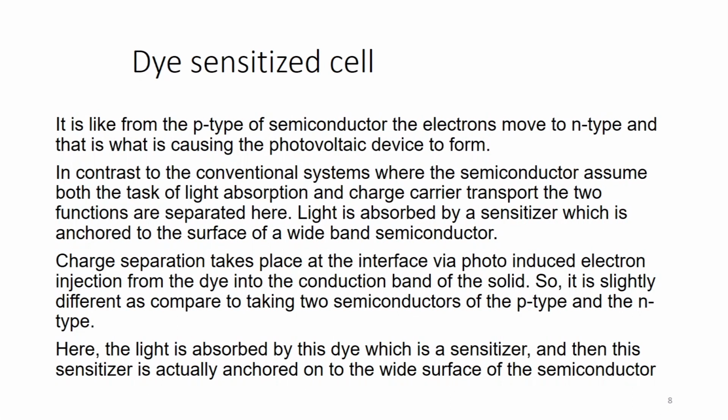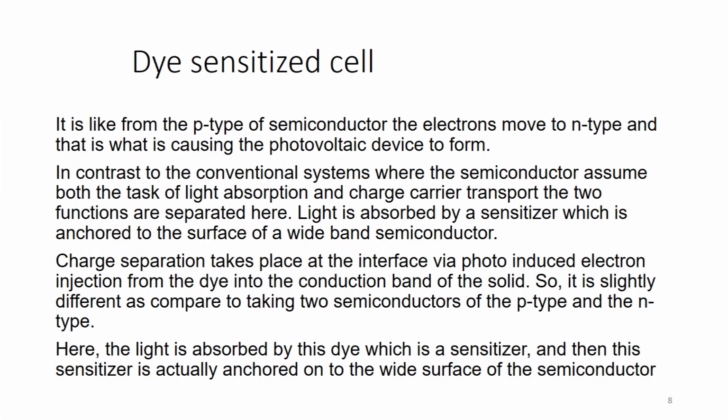In a dye sensitized cell, the electron moves from the p type semiconductor to the n type, and that is what causes the photovoltaic device to form. In contrast to the conventional system where the semiconductor assumes both the tasks of light absorption and charge carrier transport, the two functions are separated here. Light is absorbed by a sensitizer which is anchored to the surface of a wide band semiconductor. Charge separation takes place at the interface via photo-induced electron injection from the dye into the conduction band of the solid. So, it is slightly different as compared to taking two semiconductors of the p type and the n type.